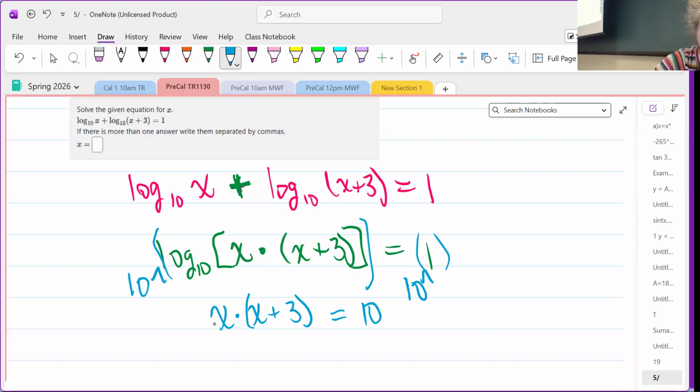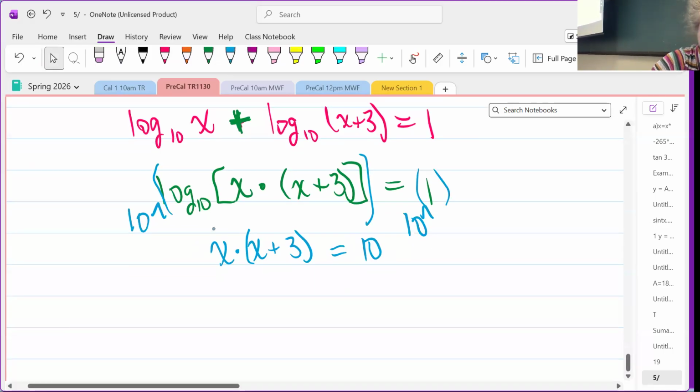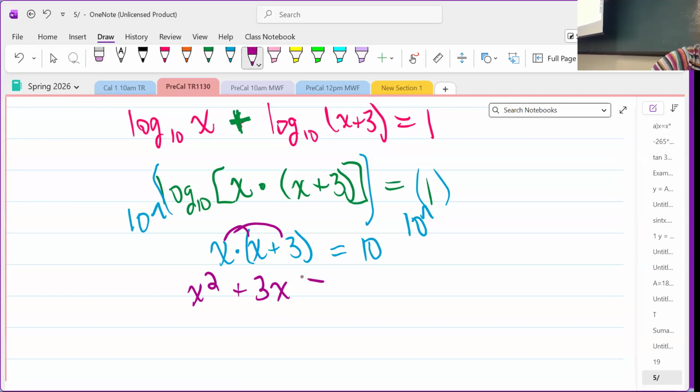So now I have x times x plus 3 is equal to 10. All right, so I'll get rid of my parentheses by distributing. So x squared plus 3x equals 10. Now I've got a quadratic. I only solve quadratics when they're equal to 0. So I need to minus the 10.